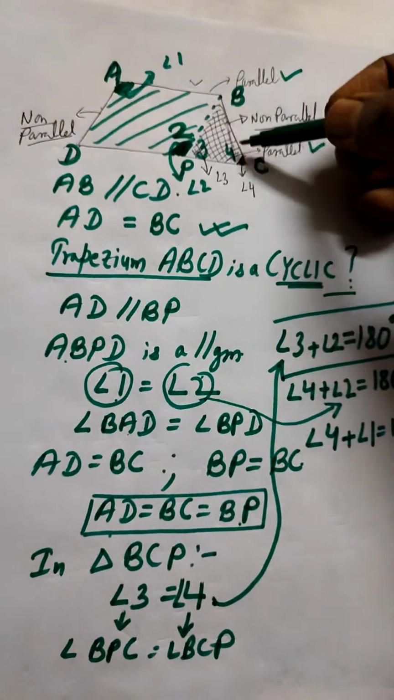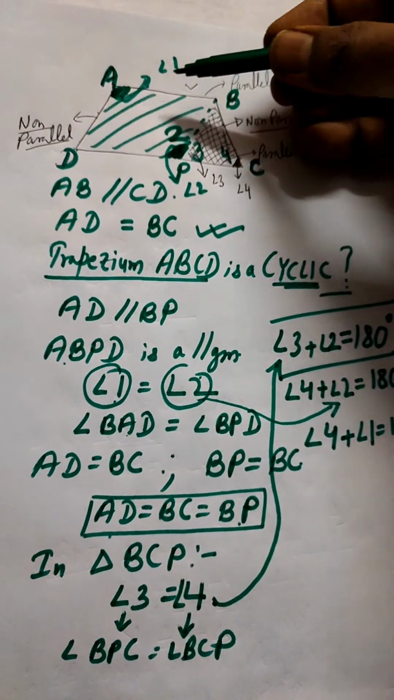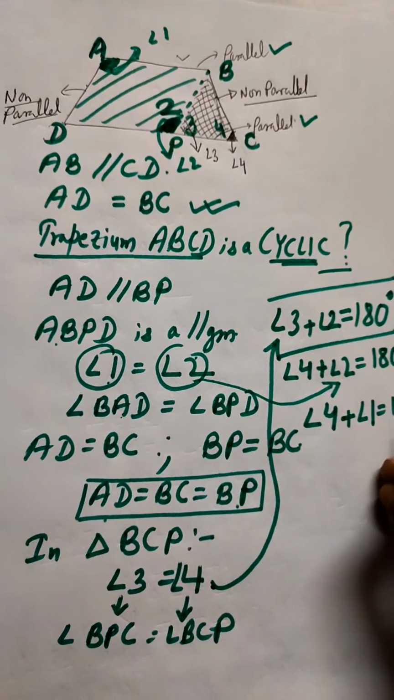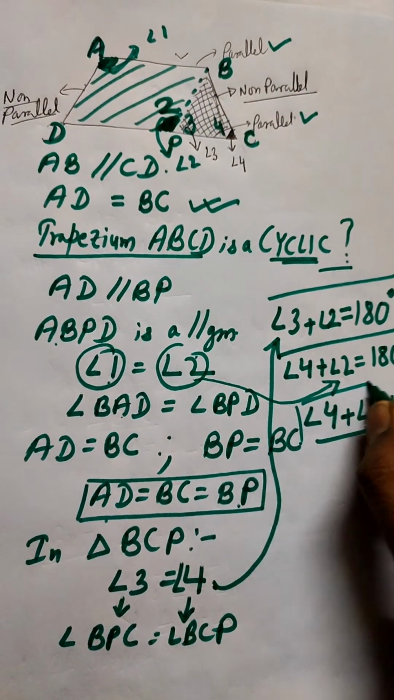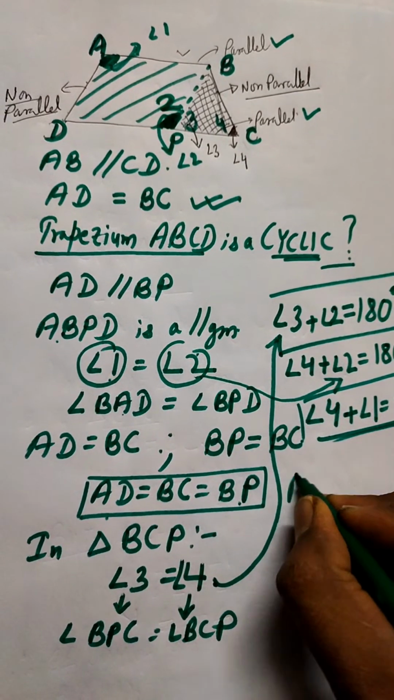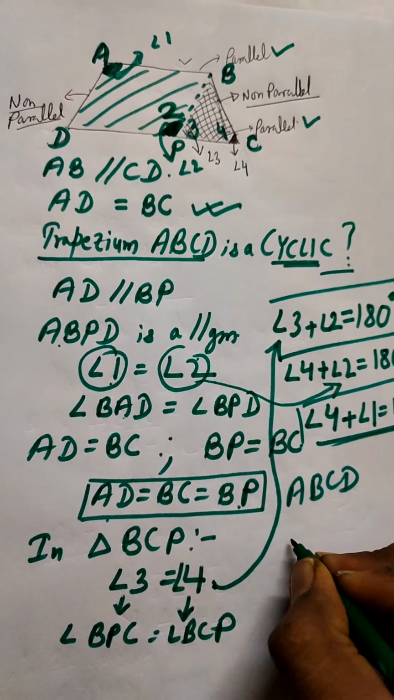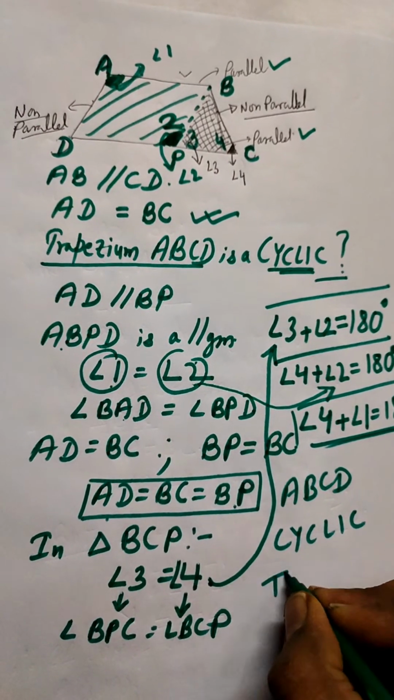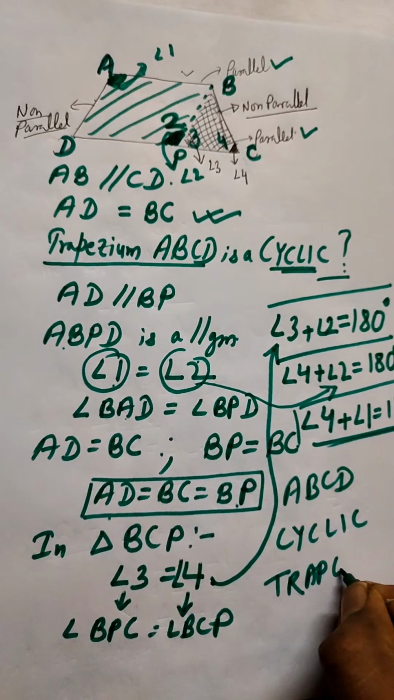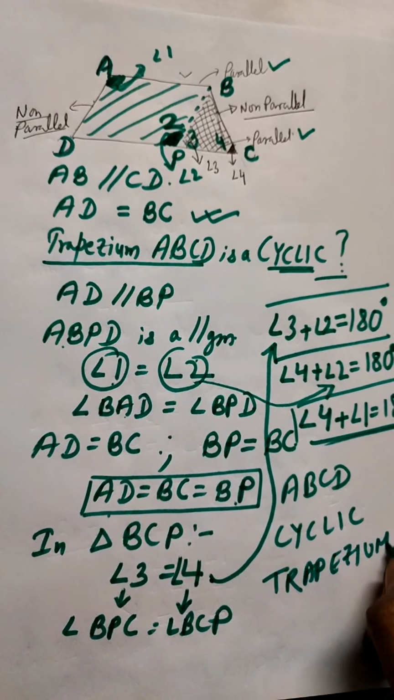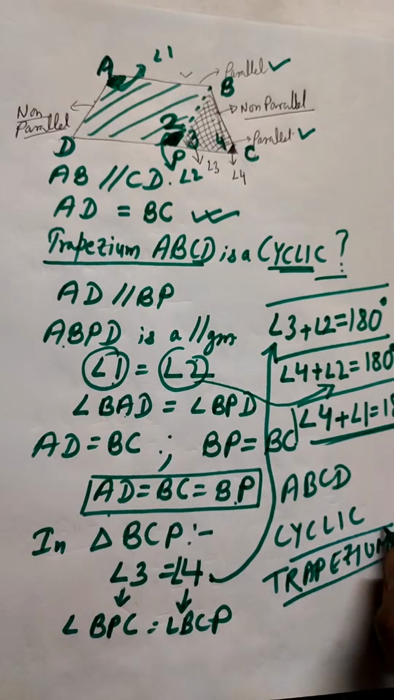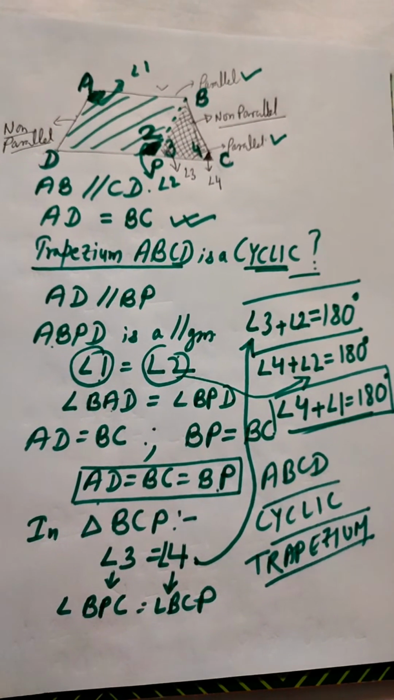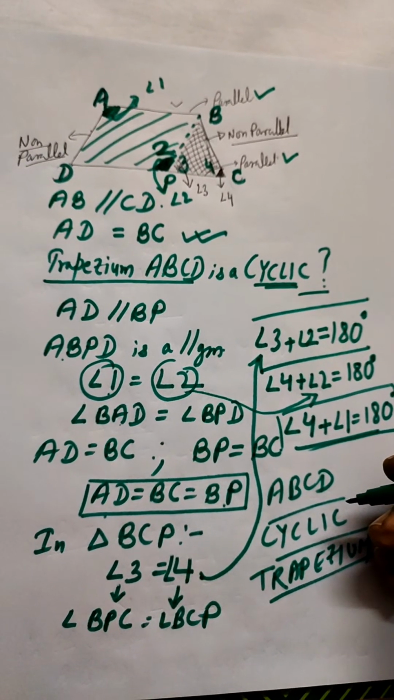That means angle 4 is this angle and angle 1 is this angle. If the sum of these two angles is equal to 180 degrees, we can say that ABCD is a cyclic quadrilateral, and our quadrilateral over here is a trapezium, right? So here we have just proved that ABCD is a cyclic trapezium.